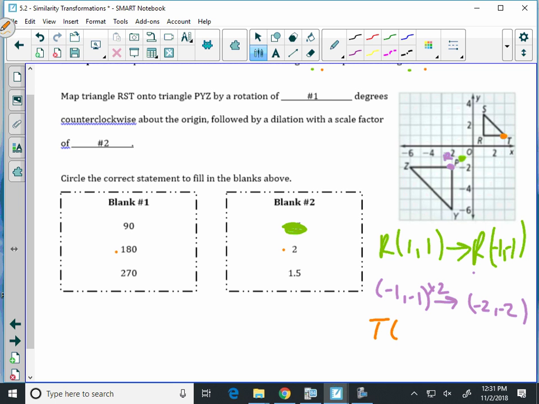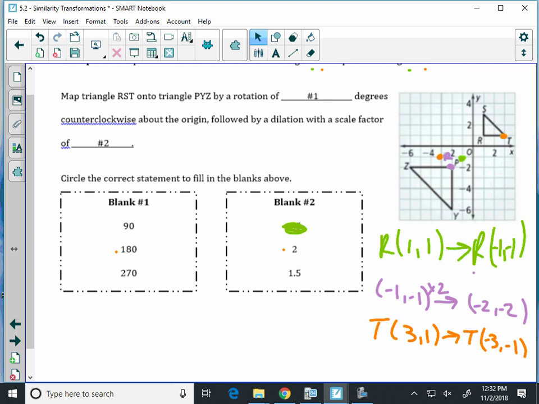So we take a look at T. T is located at 3, 1. When we do a 180-degree rotation, Bree, what's 3, 1 going to turn into? Yeah. So flip, change the sign of both. So that becomes -3, -1. Good. We're in the same quadrant. So then let's dilate it by a scale factor of 2.